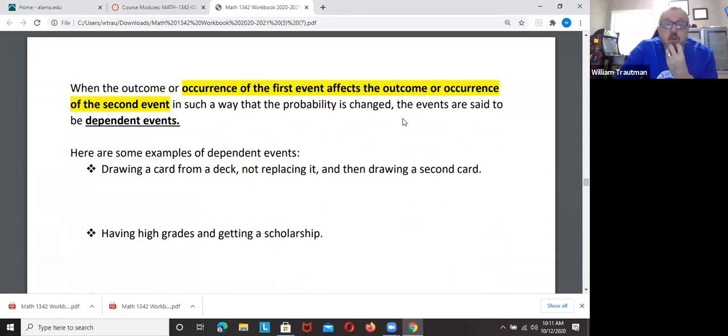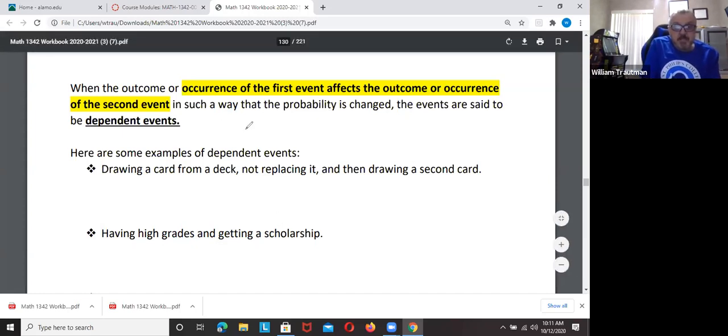When an outcome or occurrence of the first event affects the outcome of the second event, it's dependent. So when one affects the other, like pulling a card out of the deck, I have 52 cards. If I pick one, but I don't put it back in, now I only have 51 cards. So probabilities change because I have one less card.